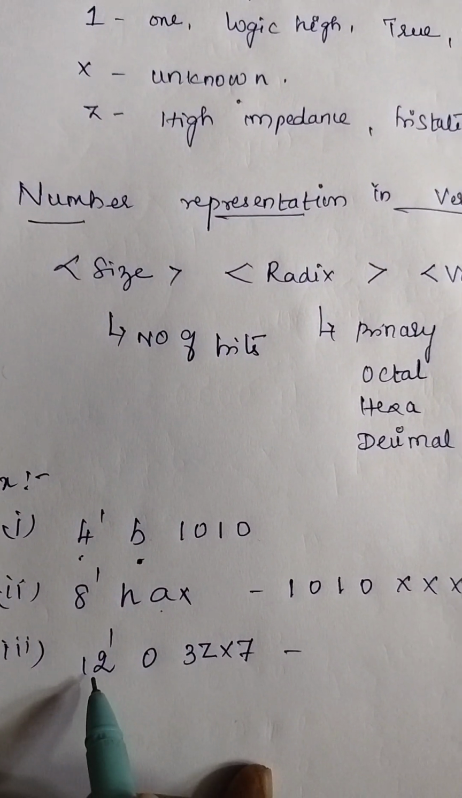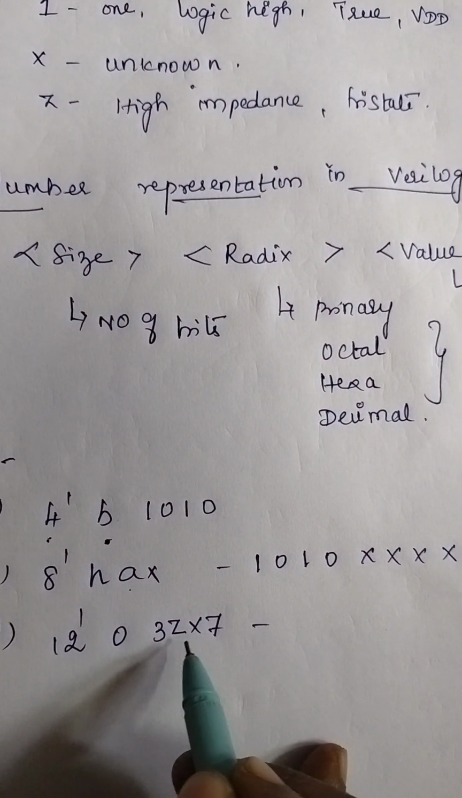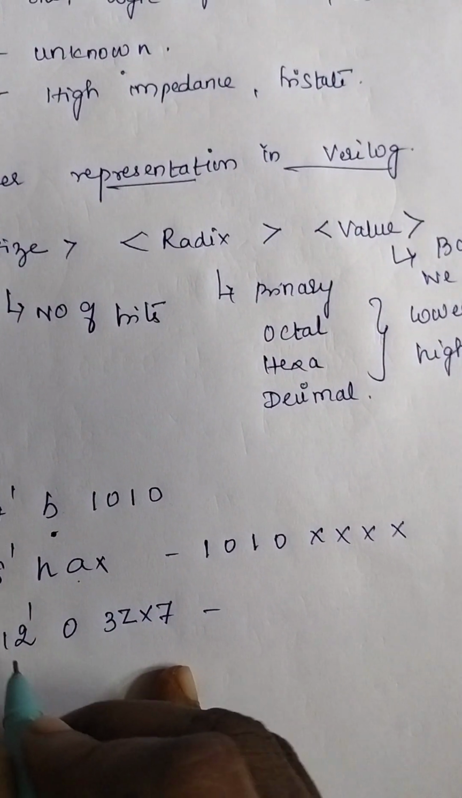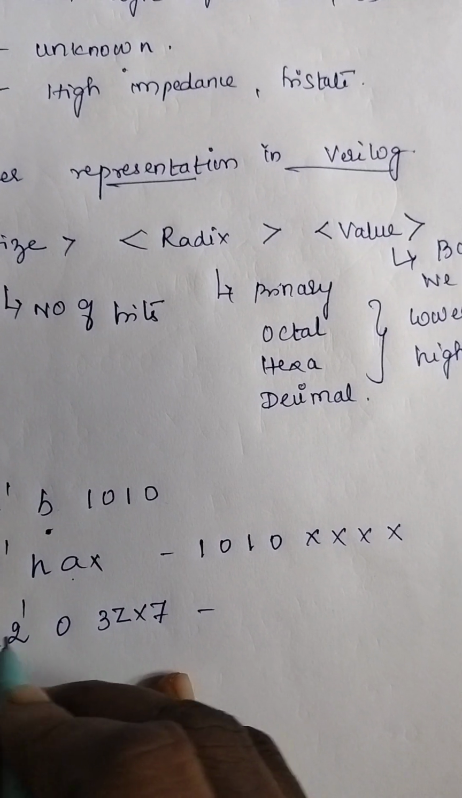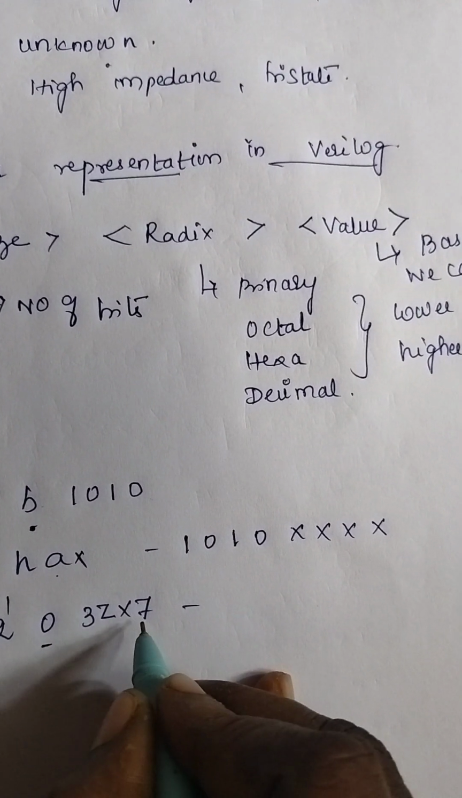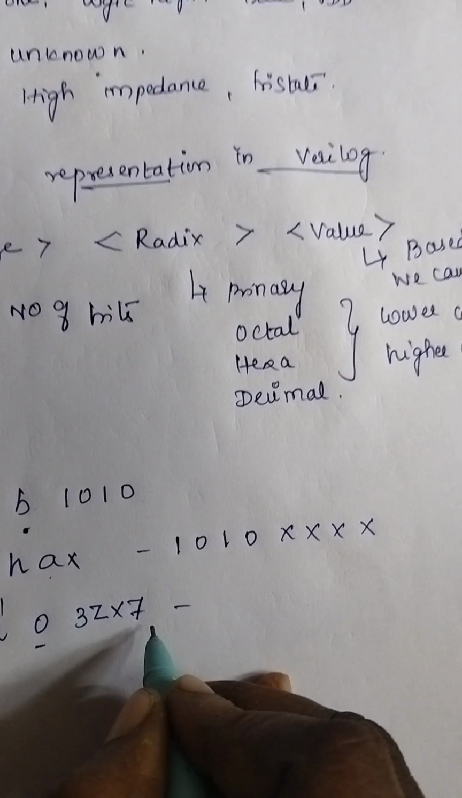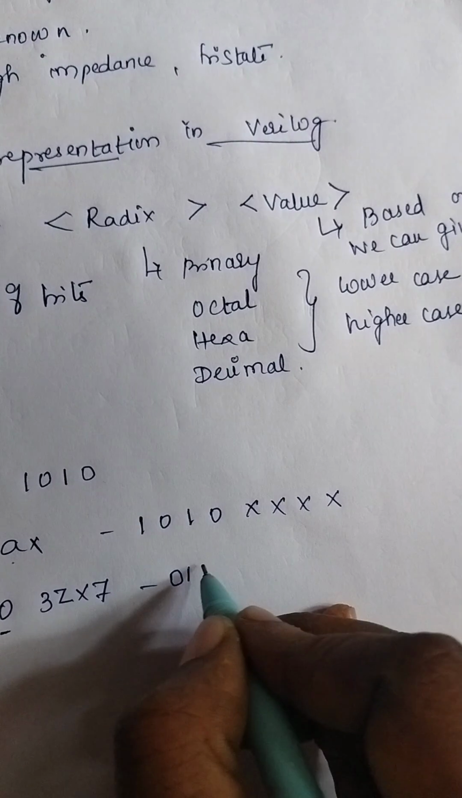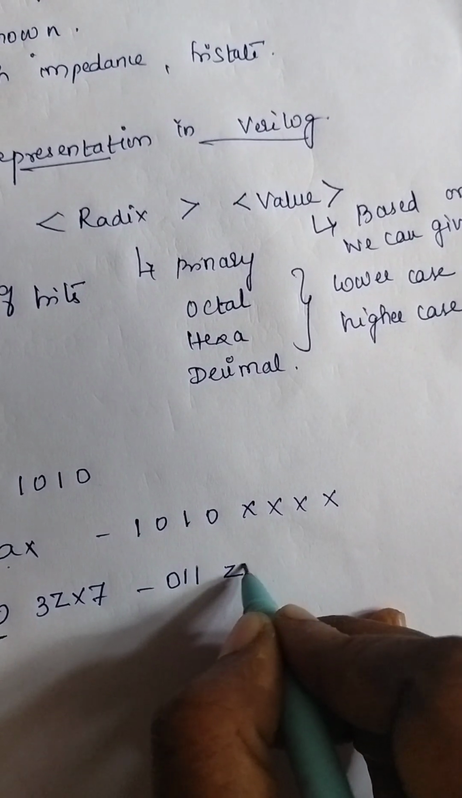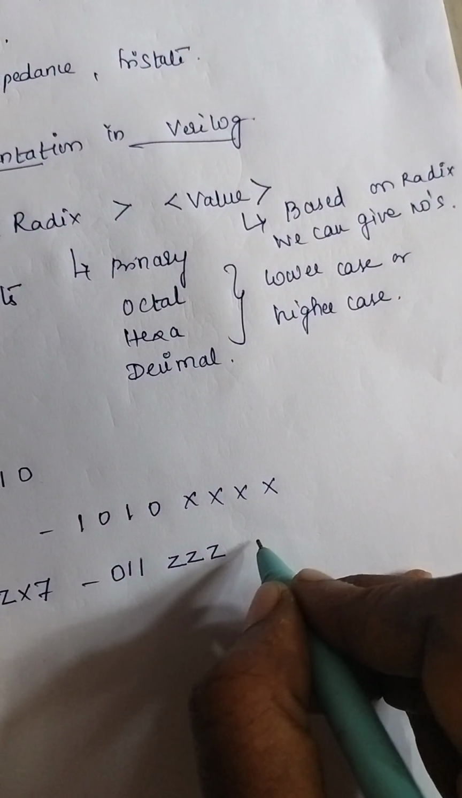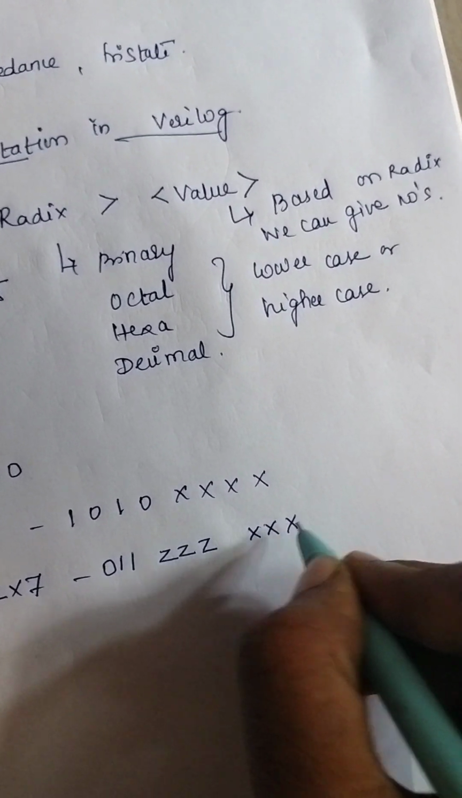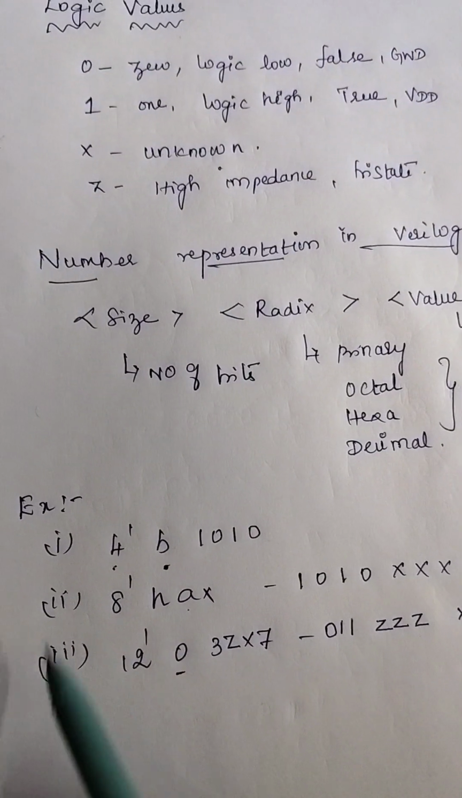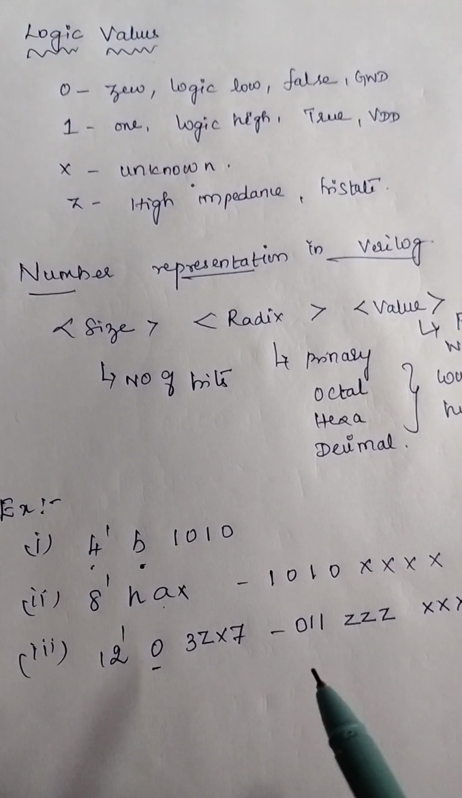Next is 12-bit octal, 3zx7. Let me show you how to write it in binary. How many bits have to be represented? 12 bits. This is your octal, so each value should be represented in 3 bits. We'll start from 3. 3 means 0, 1, 1. Z is 3 bits, represented by z z z. X again 3 bits. And your final is 7, which is 1, 1, 1. So this way you have to represent the number in Verilog.